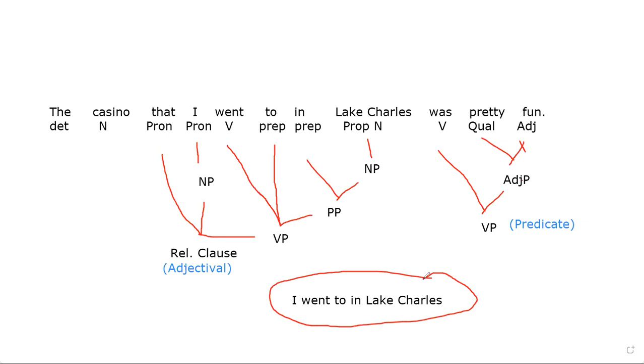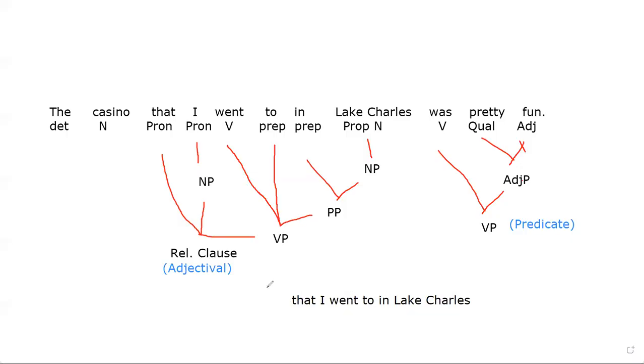Where did I go? I went where? I went to what? Right? So this is not one piece that can stand on its own, right? It needs to be connected with that relative pronoun. So the whole clause itself, if we look at this chunk, that I went to in Lake Charles, that feels like a more proper chunk that I can then attach to something else, right? Which casino? The one that I went to in Lake Charles. Okay. Wait, what did you say? Which casino? That I went to in Lake Charles. Okay.